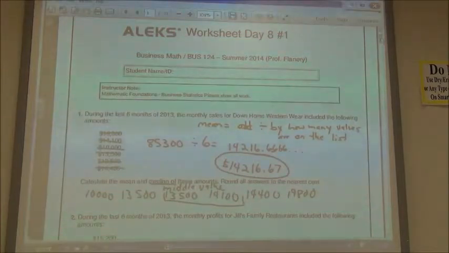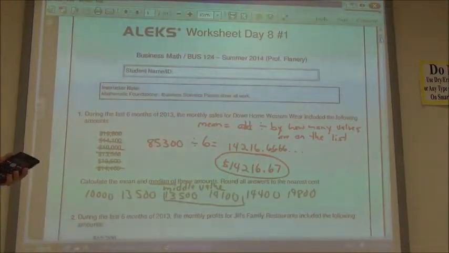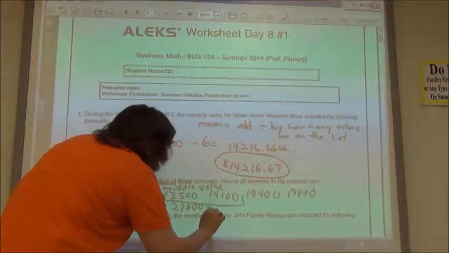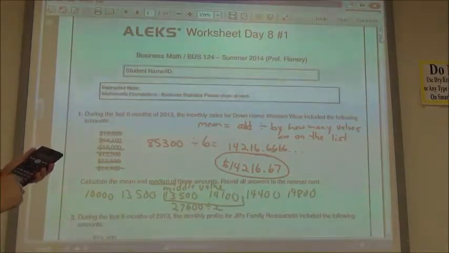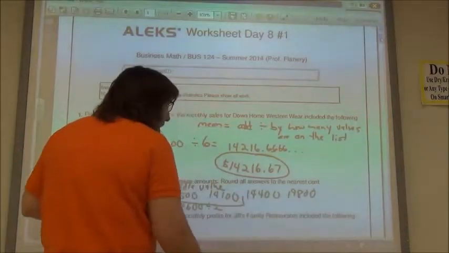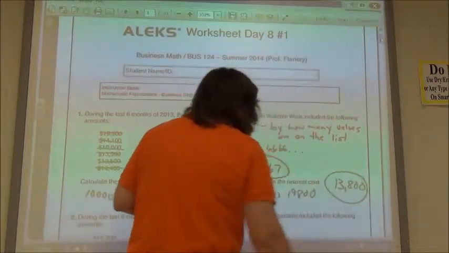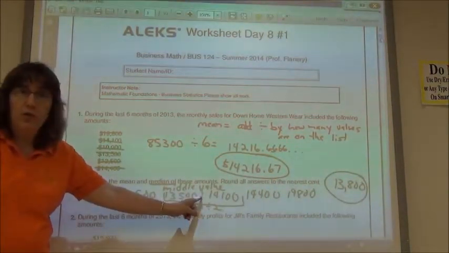The middle is going to be halfway between those 2 numbers. So what you're going to do is add them together and divide by 2. So 13,500 plus 14,100, make sure you have equals, is 27,600. I'm then going to divide that by 2 because I want to find the average. So divide that by 2 numbers on the list. And my answer, 13,800, would be what my middle value would be, halfway between my list, 13,800.